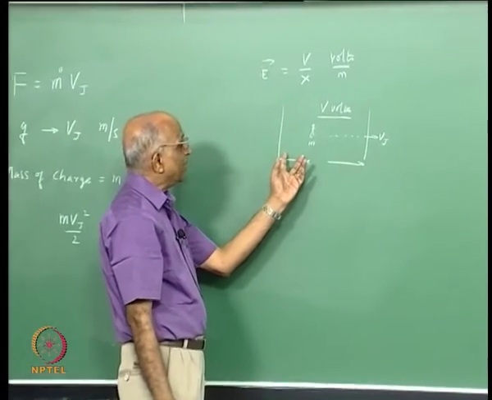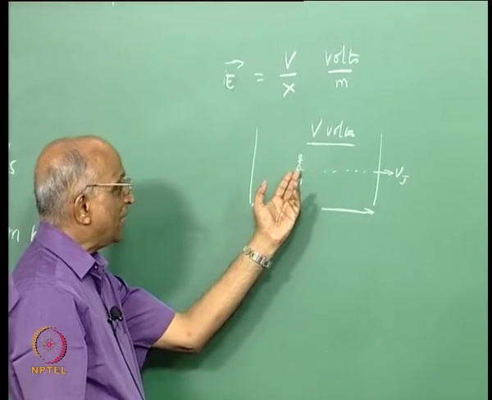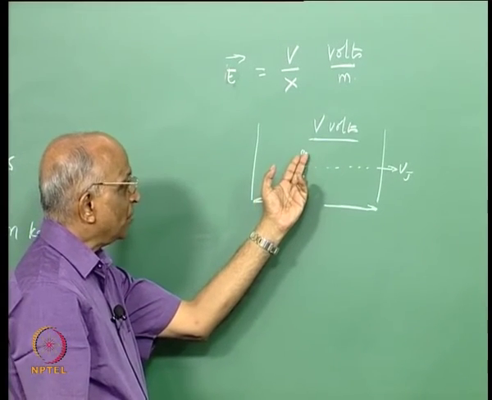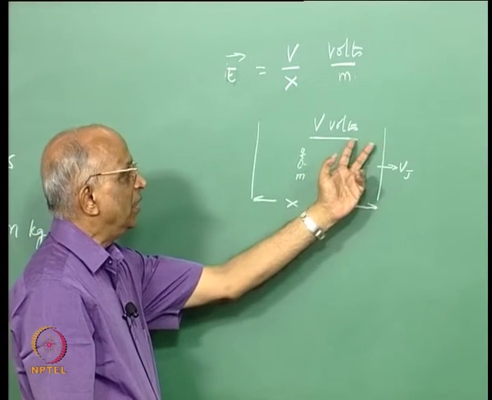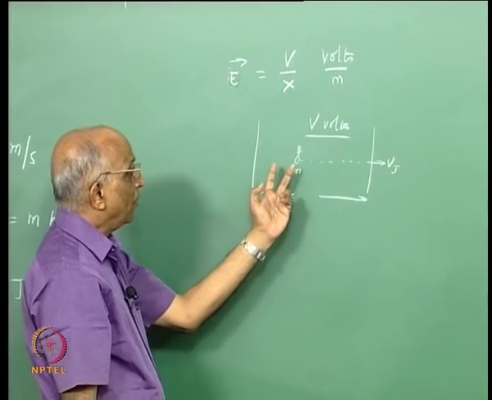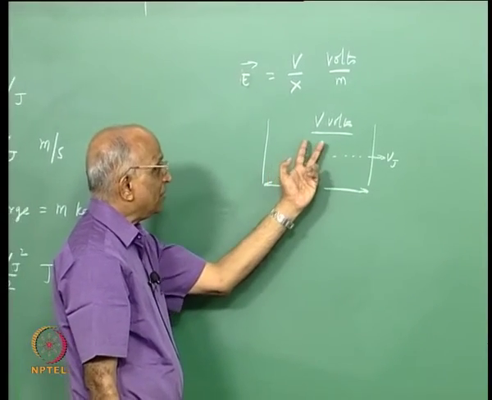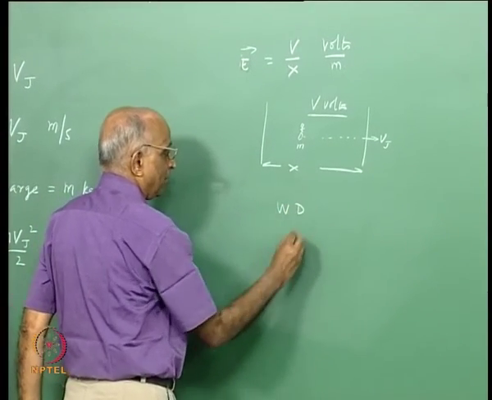What I am trying to say is, the work is done by the charge of mass m having a charge q, which is getting accelerated by the electrical field, and the electrical field is given by V by x. Now what is the work which is done by the electrical field?